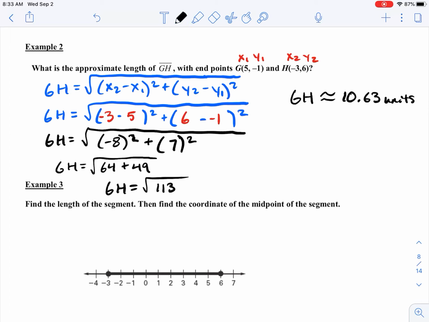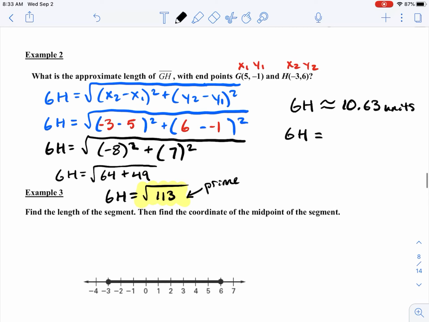The reason why I like radical form, so if I wanted to put GH, the distance, in an exact form, I can use radical form. Now the problem with this one is that 113 is a prime number. So I cannot simplify that radical anymore. The only things that go into 113 are 1 and 113, so I cannot simplify the radical. There's no perfect squares to pull out. So the final answer for the radical form would be √113 units.